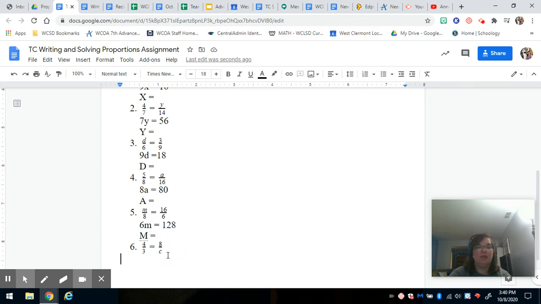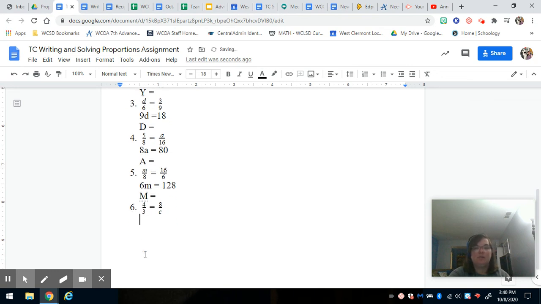All right, last one. Cross multiplying for number 6. We're going to end up with 4 times c, which is 4c, equals 3 times 8, which is 24. To get our variable, our unknown, we need to divide both sides by 4. So we're going to divide 4c by 4 and get left with c. And we'll divide 24 by 4 and we'll get our answer.